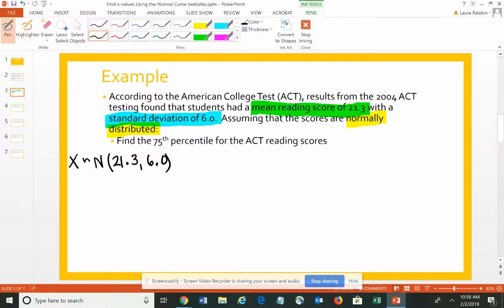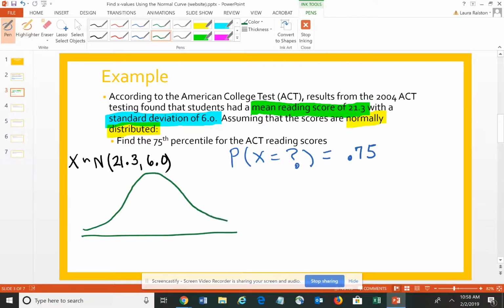Now the difference here is that we're saying the probability that X is some number, and I don't know what that number is, corresponds to the 75th percentile or to 75%. So visually, here's what that means. You still have your horizontal number line, and you still have your bell-shaped distribution.